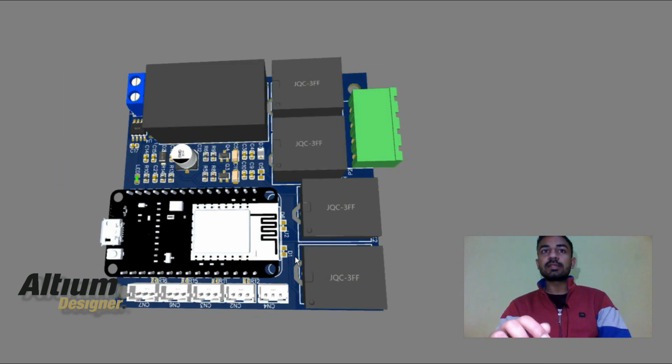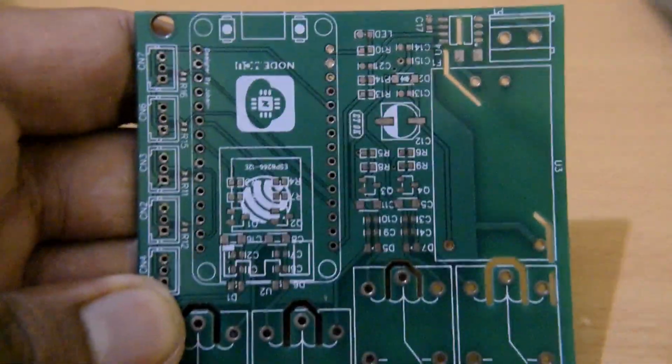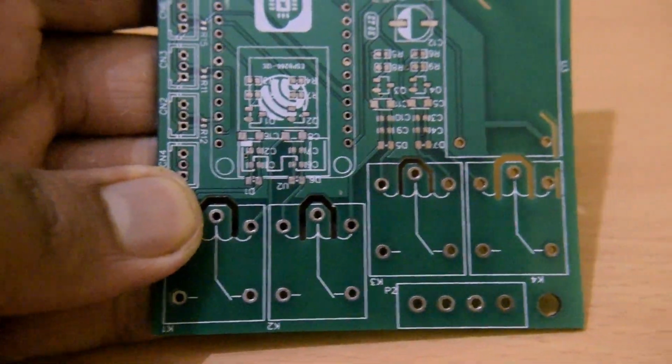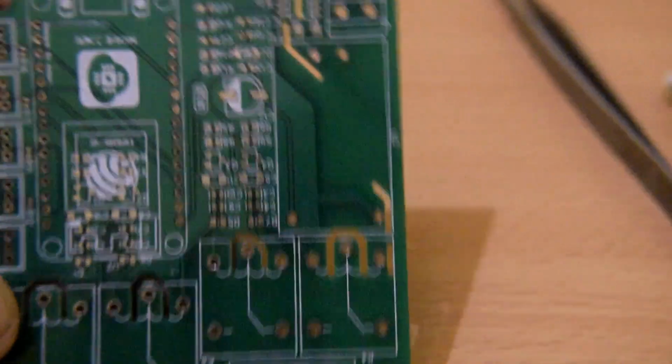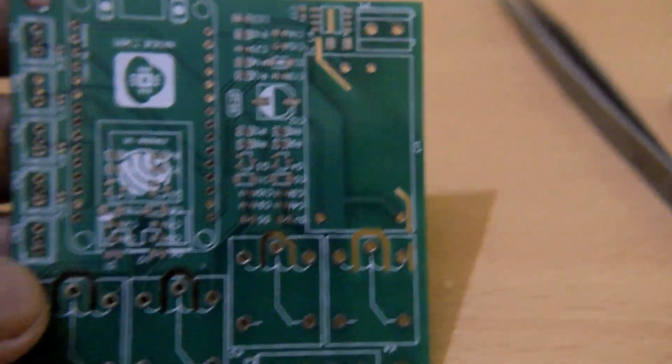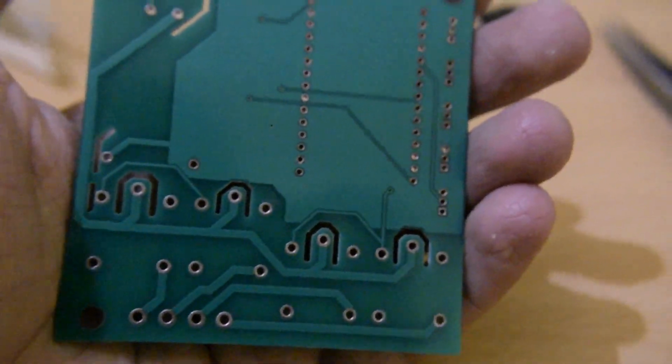Let's order these PCBs. Here is the PCB. As you can see it is quite fine. We have all the cuts for our relays as well as our power supply. On the back side you can see the PCB looks great.